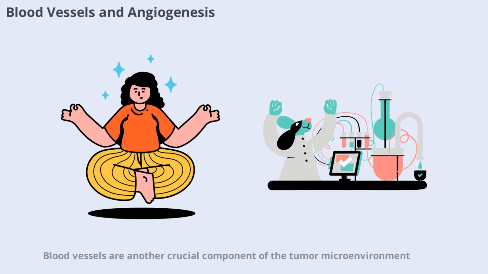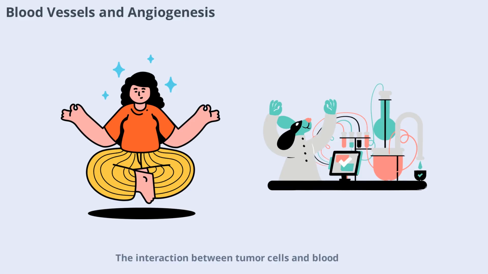Blood vessels are another crucial component of the tumor microenvironment. Tumors need a blood supply to grow, so they often stimulate the formation of new blood vessels through a process called angiogenesis. These new vessels provide oxygen and nutrients to the tumor, but can also serve as pathways for cancer cells to spread to other parts of the body. The interaction between tumor cells and blood vessels is a target for certain cancer therapies, aiming to cut off the tumor's supply lines and slow its growth.